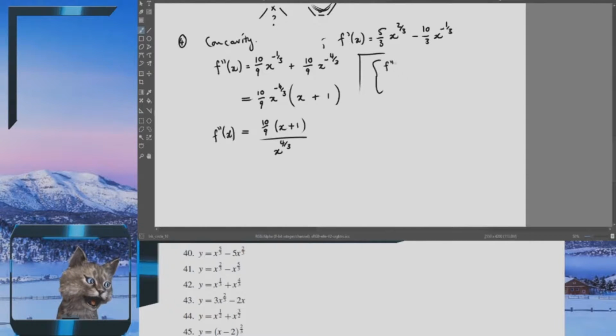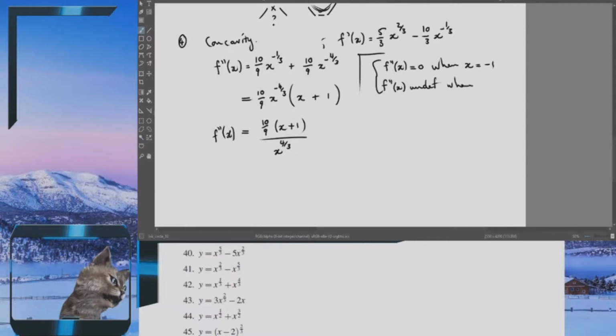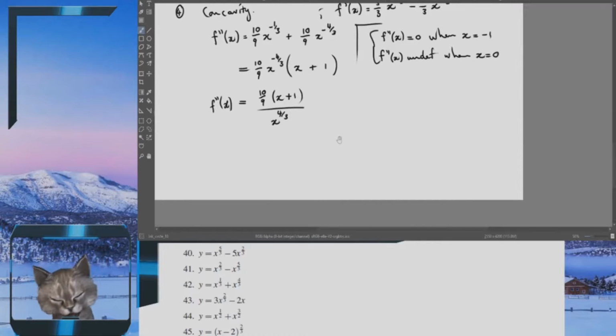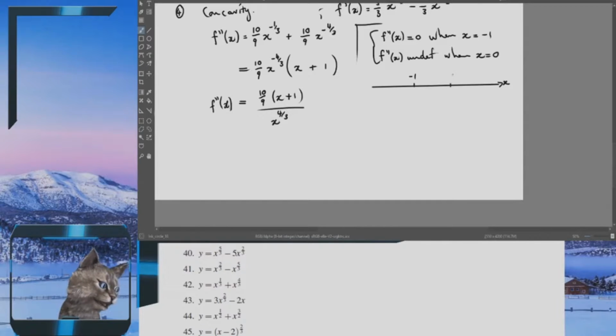So these ones are actually not bad at all. So I look at where my second derivative is equal to 0. Having done the work to simplify, it's as easy as saying x equal to negative 1. Where is the second derivative undefined? Having done the work, it's when x is equal to 0. So I almost have space for my table. I'm going to squeeze the table in here. I think we can do it. There are only a couple of pieces here. I'm going to separate it by negative 1 and 0.